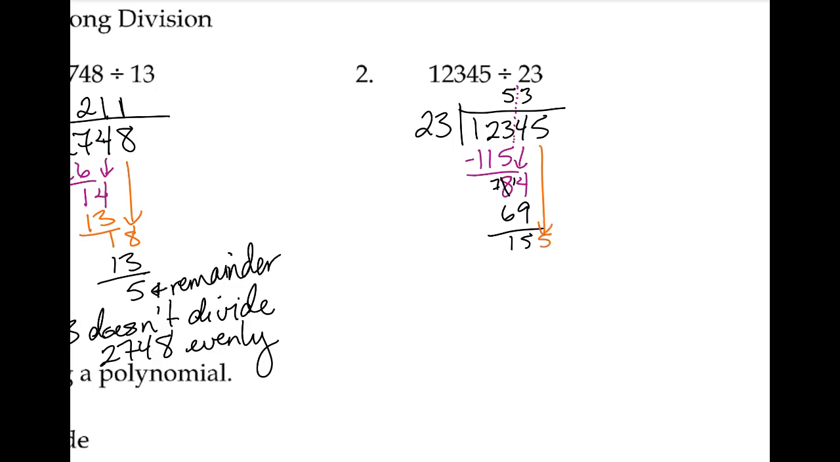And it goes into 155. I would guess that it would be 6 times. So 6 times 23 would be 6 times 3 is 18, 6 times 2 is 12, so 138. That would leave me with 17 as my remainder.